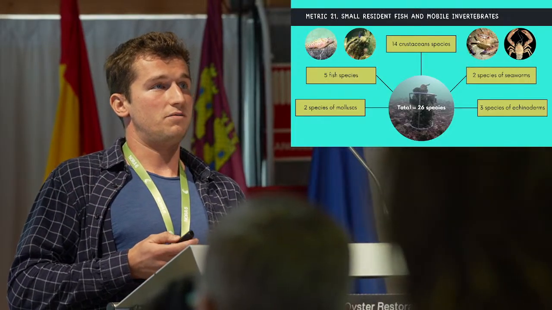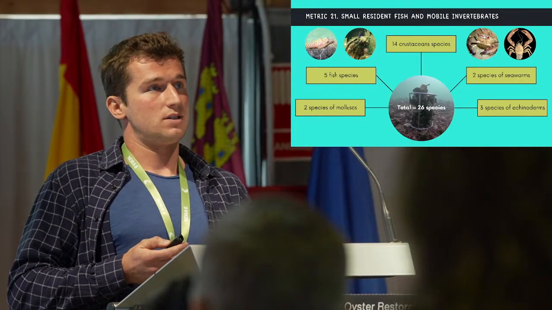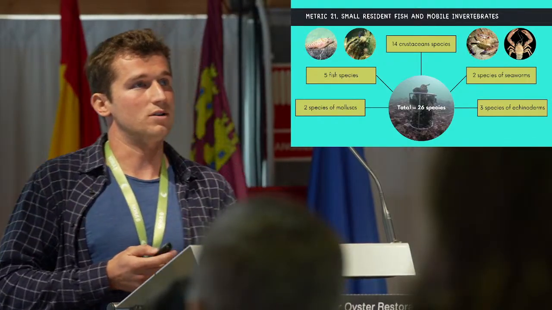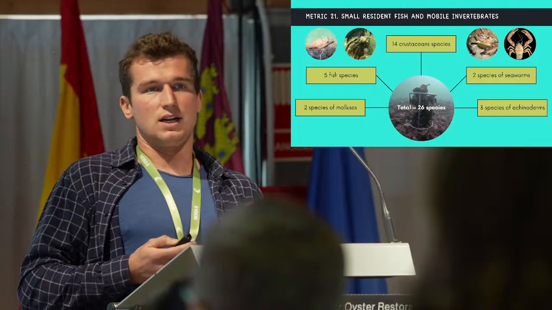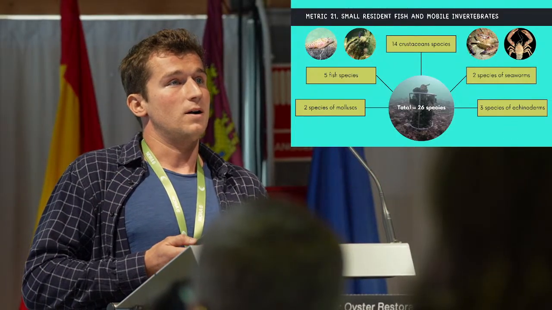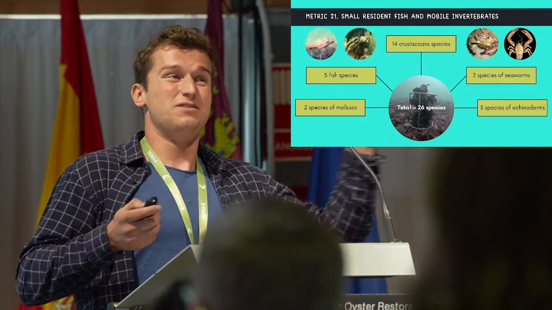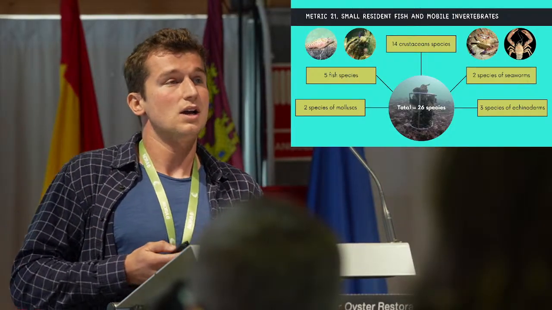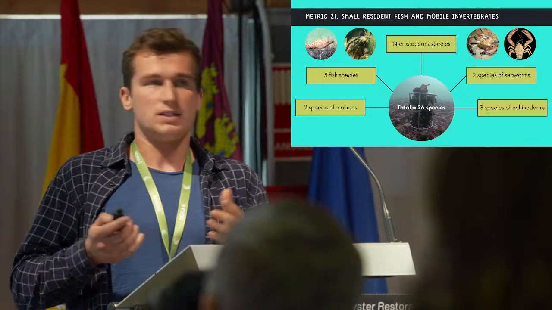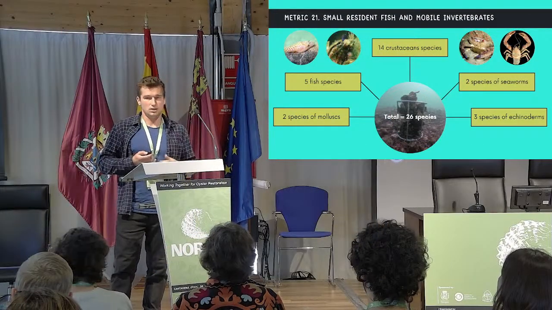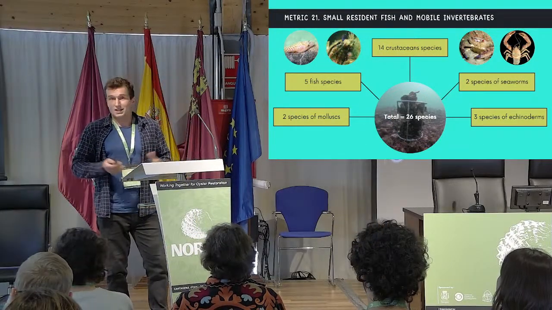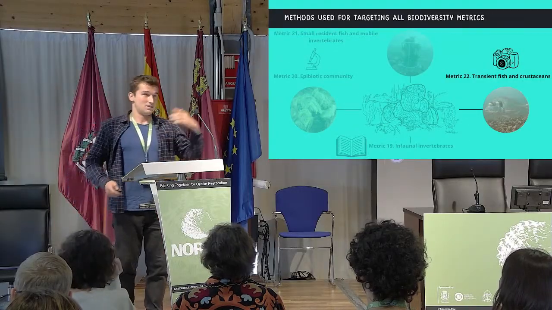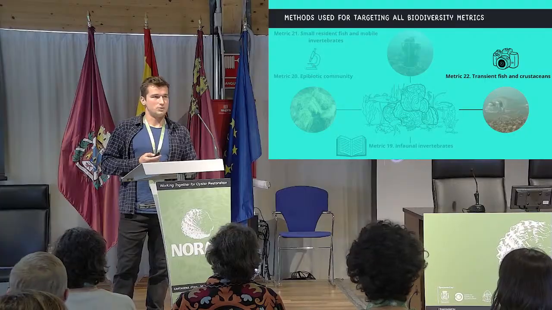So for now, we had a total of 26 species of these mobile invertebrates. 5 fish species: gobies, blennies, Lepidogasters, for all of those who know. 14 crustacean species, Galathea and everything. 2 species of sea worms that were different from the other ones because they are free-living polychaetes, very big ones that can actually swim. And 3 species of echinoderms, sea stars basically, and 2 species of mollusks. So yes, that's what we have for now.